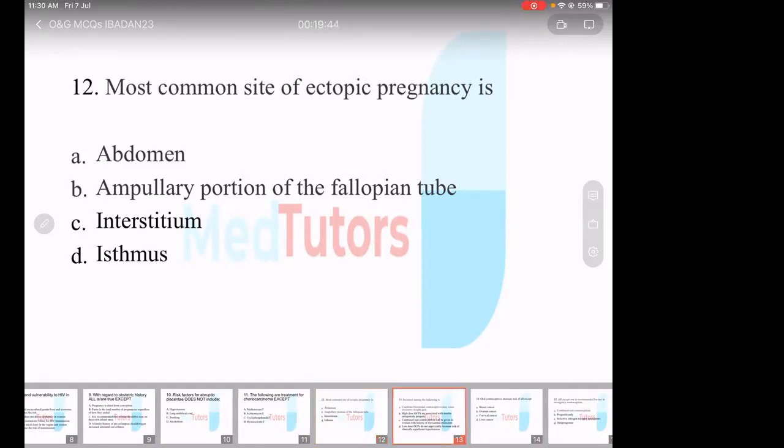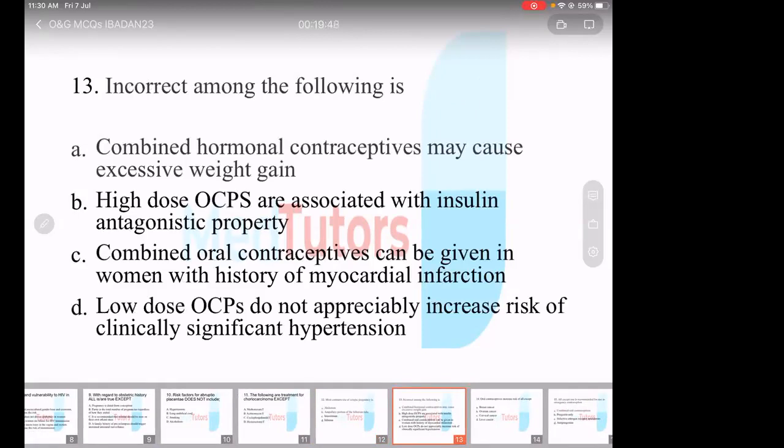Then question 13, incorrect among the following is A, combined hormonal contraceptives may cause excessive weight gain. This is correct. B, high dose OCPs are associated with insulin antagonistic property. Yes, they can. C, combined oral contraceptives can be given in women with history of myocardial infarction. Of course, this is not correct because combined oral contraceptives are contraindicated in anyone with history of myocardial infarction because the COCs themselves increase the risk of having myocardial infarctions. For someone to have had an MI and then for you to come and give her again, that will be like trying to kill that woman. So C is not correct.